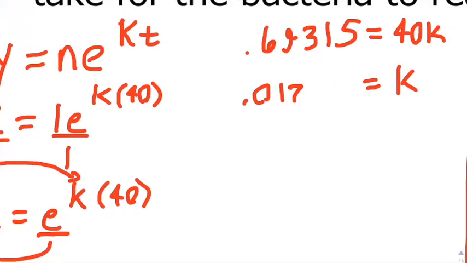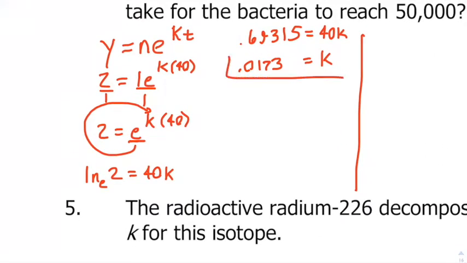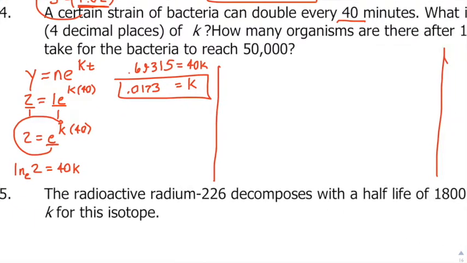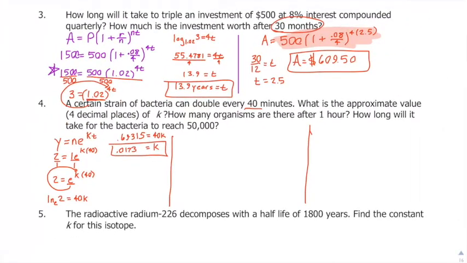Alright, and that is how you find your k value. Now that we have a k value, we can use it to answer these follow-up questions. That's typically how they'll do these types of questions. They'll ask you to solve for k and then use that k value. So hopefully you get the first part right, because you aren't going to get the second part right if you don't. So it's asking how many organisms are there after 1 hour.